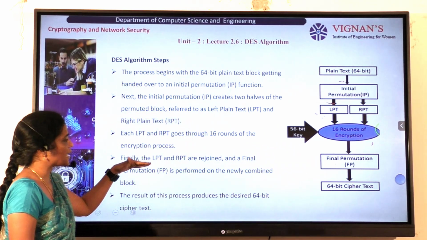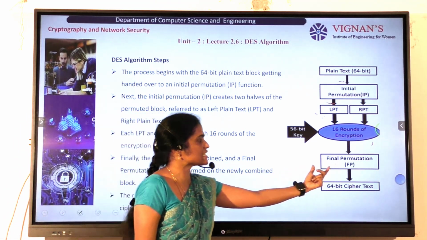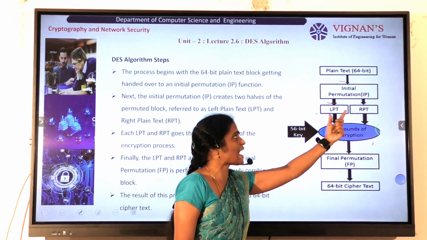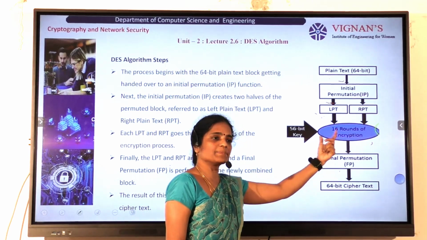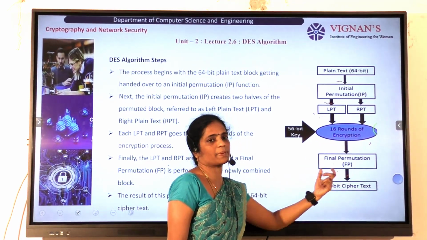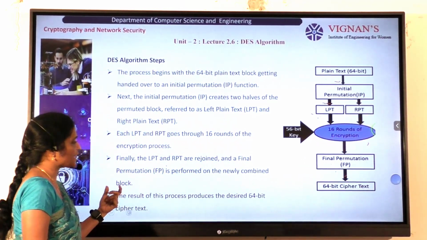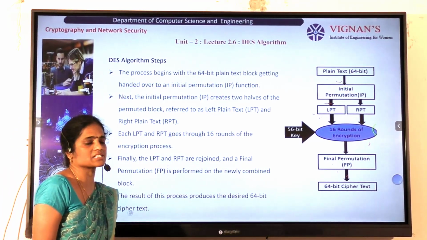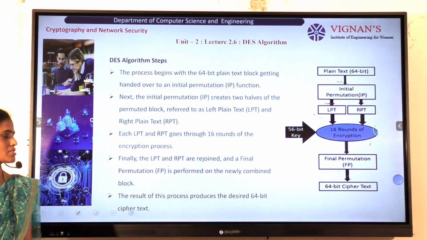So next, finally the LPT and RPT are rejoined, meaning in this final permutation the LPT as well as the RPT, after encrypting the data, are rejoined. And finally what we get from this is the cipher result of the actual plain text.